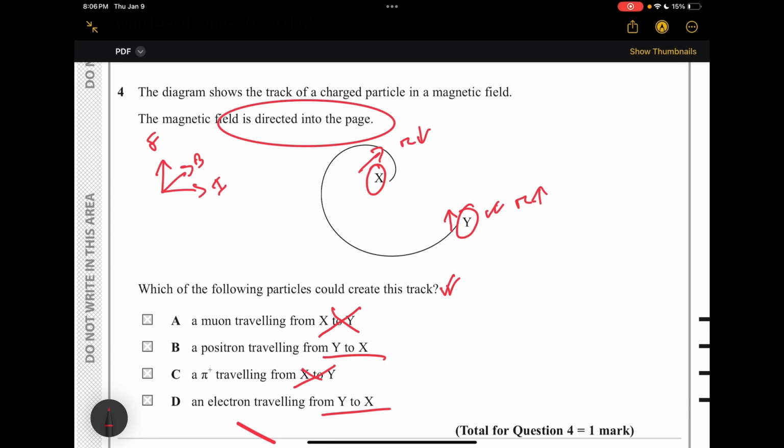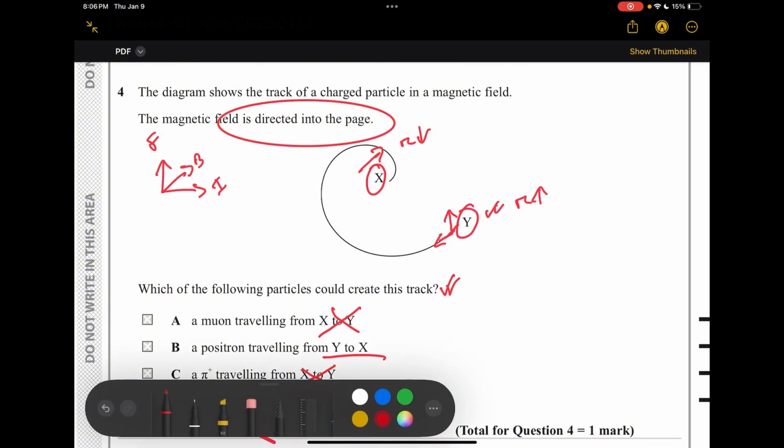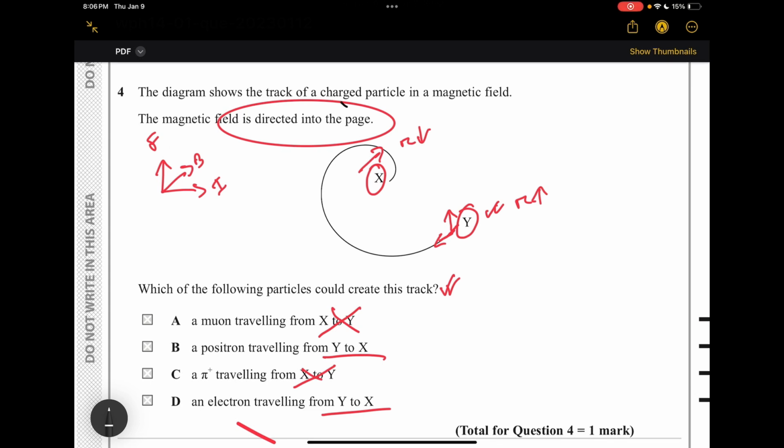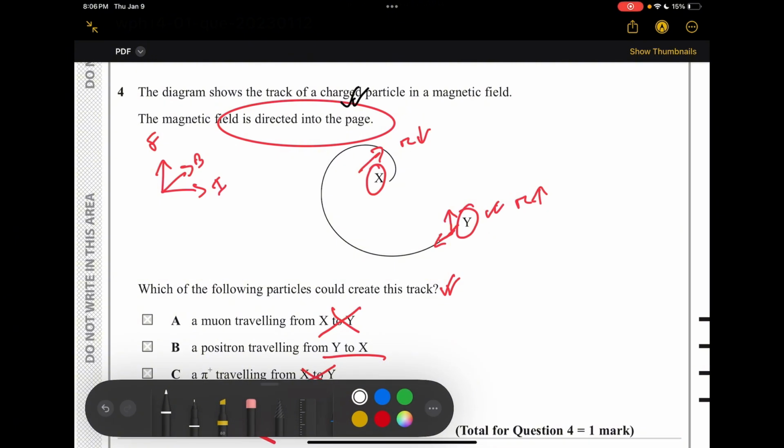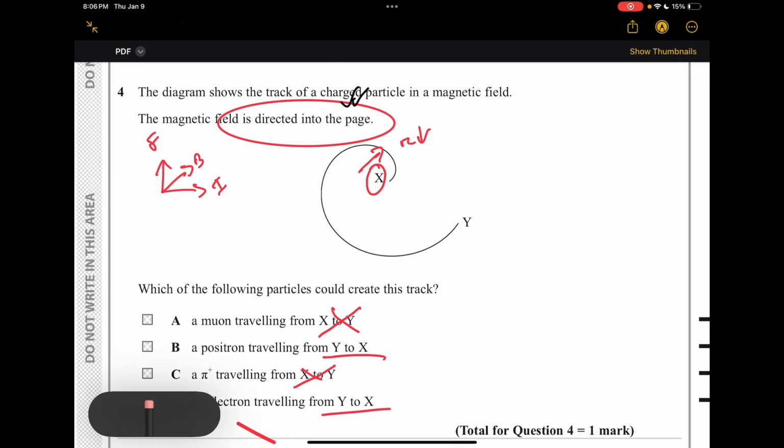Here the force is upward. Because it is always perpendicular to the direction of motion, as it is moving here, the force is upward. Now they have said the magnetic field is directed into the page. Let me draw it in a much better way, actually it is not that clear right now. Yes, this is the direction of motion. So our force is perpendicular to the direction of motion.